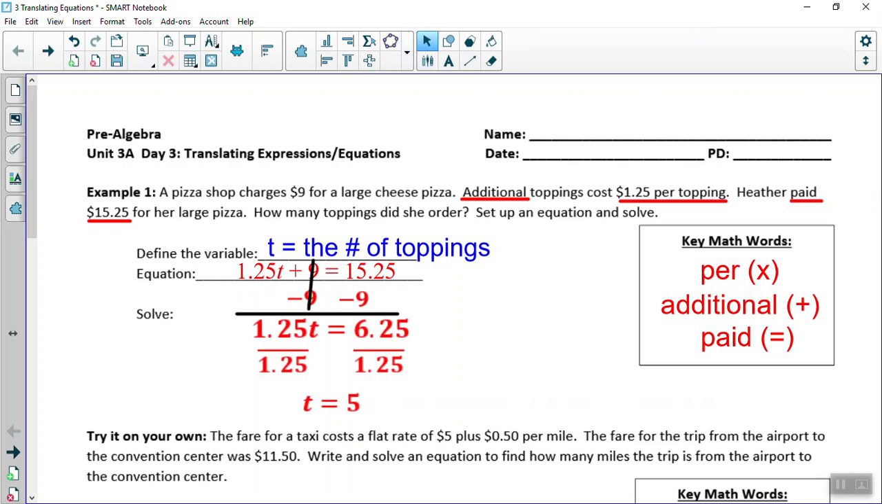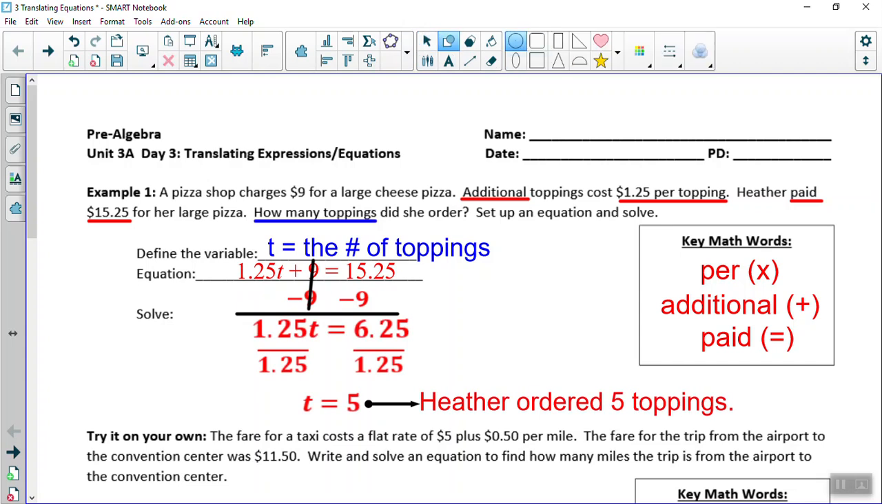All right, we can't stop here though. t equals 5, but we have to label our answer. So what does that mean? Heather ordered 5 toppings. We're going to put our answer in a sentence. Make sure that your answer answers what the original question was. How many toppings did she order? Heather ordered 5 toppings. We answered that question, and that would be your final answer. And then, of course, we always want to make sure that we circle our answers once we're done.